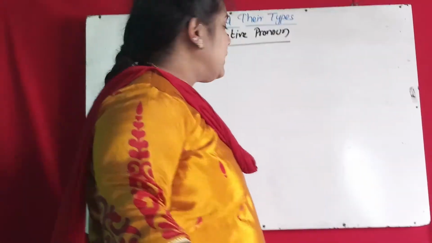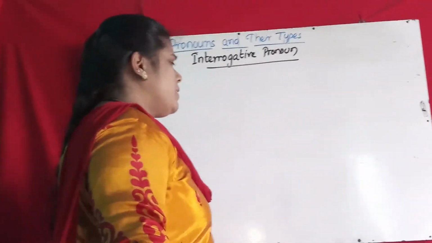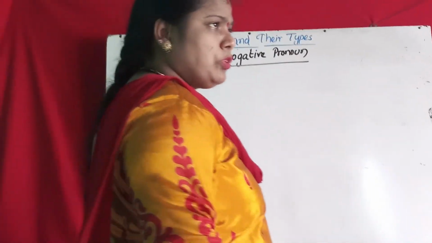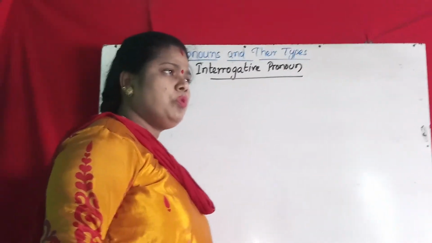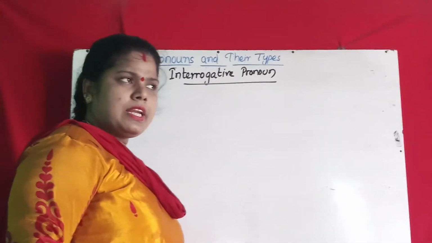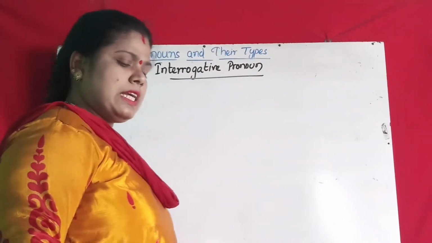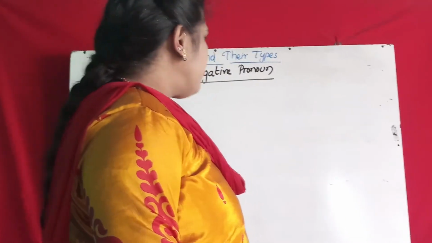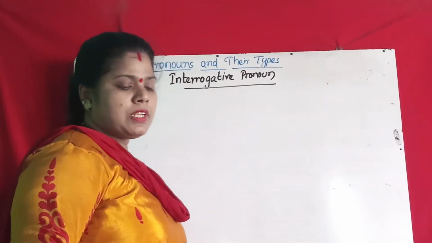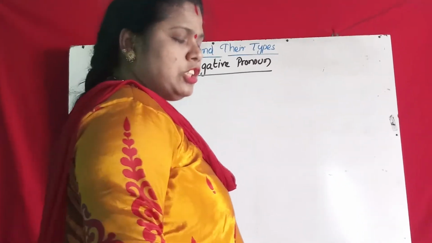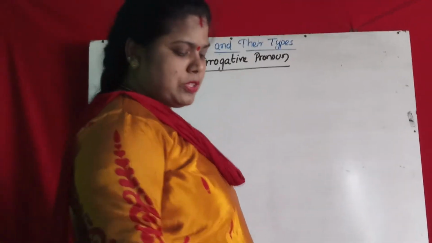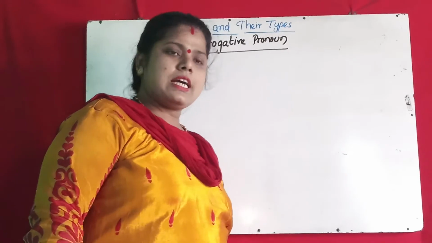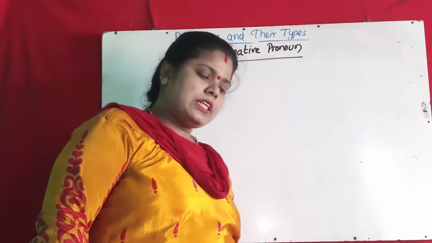Now we read about interrogative pronouns. Interrogative words, you know, are the WH words: what, where, how, who, whom, whose. These are called WH words and they are called question words. But what are interrogative pronouns? The pronoun that is used to ask questions is called an interrogative pronoun.